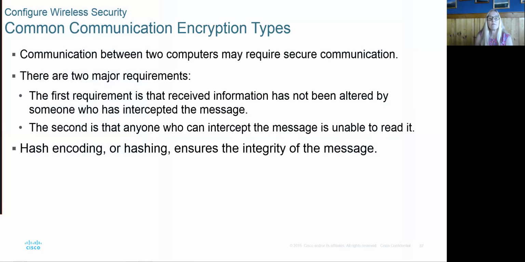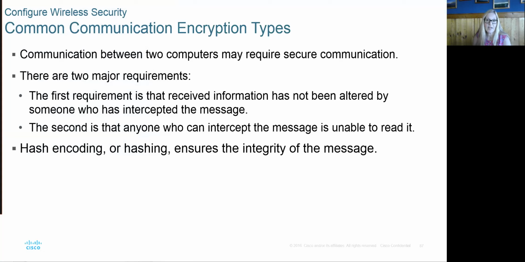So here we have confidentiality and integrity. Remember the CIA triad: confidentiality, integrity, and availability. You can use hash encoding. Hash encoding would be integrity. We've got hash encoding, symmetric encryption, and asymmetric encryption, and we can use those to accomplish some of these tasks.